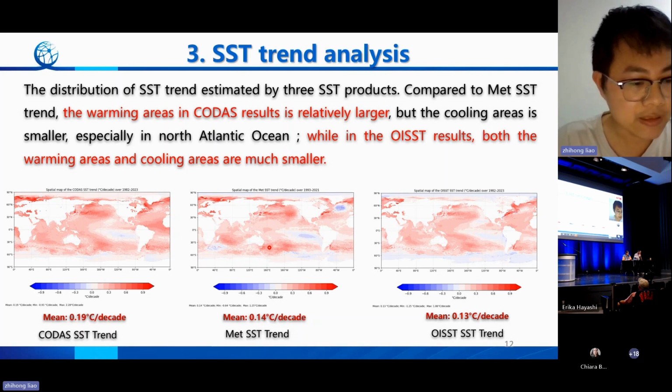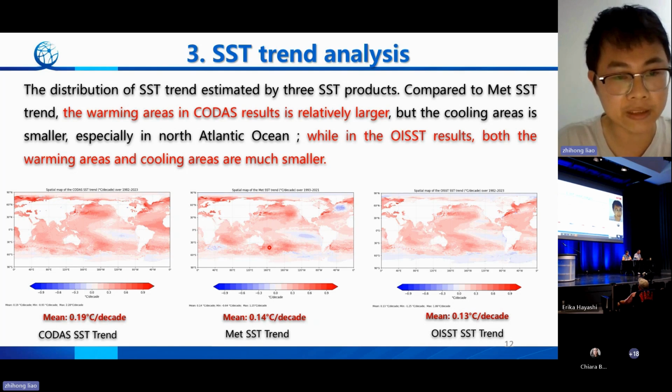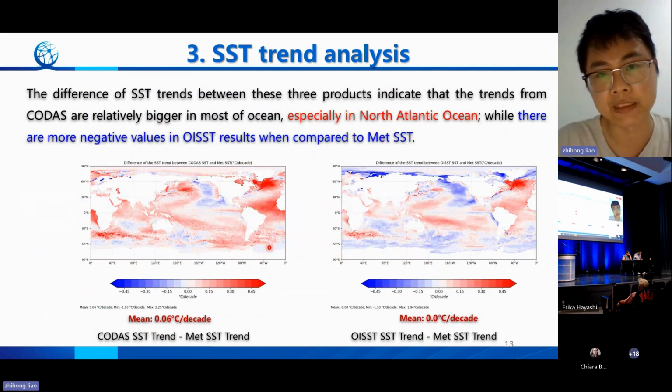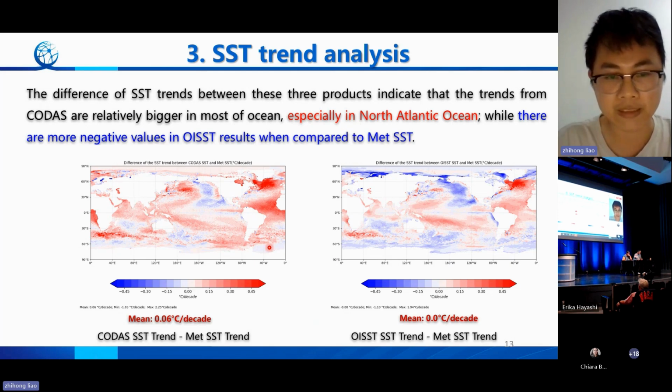This is the result about the SST trends estimated by 3 products compared to the Met Office trends in the middle of the maps. The warming areas in the CODAS results are relatively larger, but the cooling areas are quite small, especially in the North Atlantic Ocean, where in the OST results both the warming areas and cooling areas are quite small. The difference of the SST trend between these 3 products indicates the trends from CODAS are relatively bigger in most of the oceans, especially in the North Atlantic Ocean, where there are more negative values in the OST results when compared to the Met Office SST.